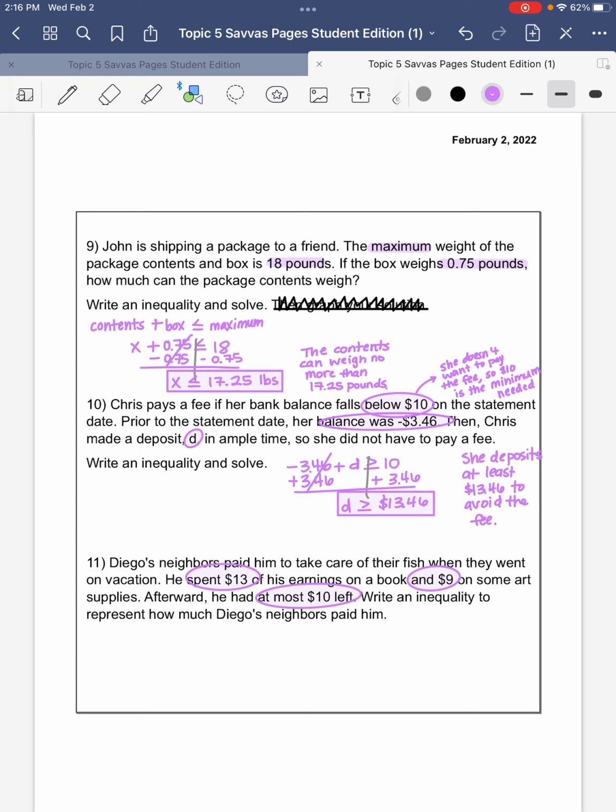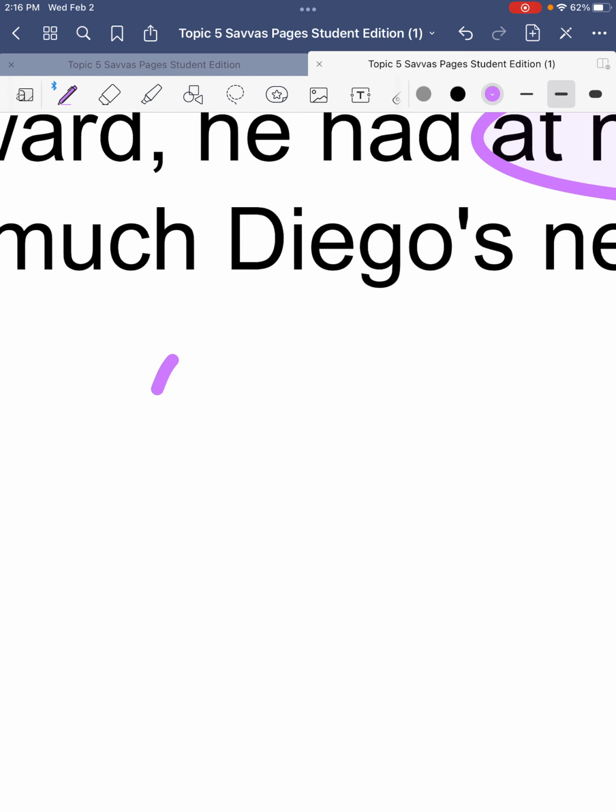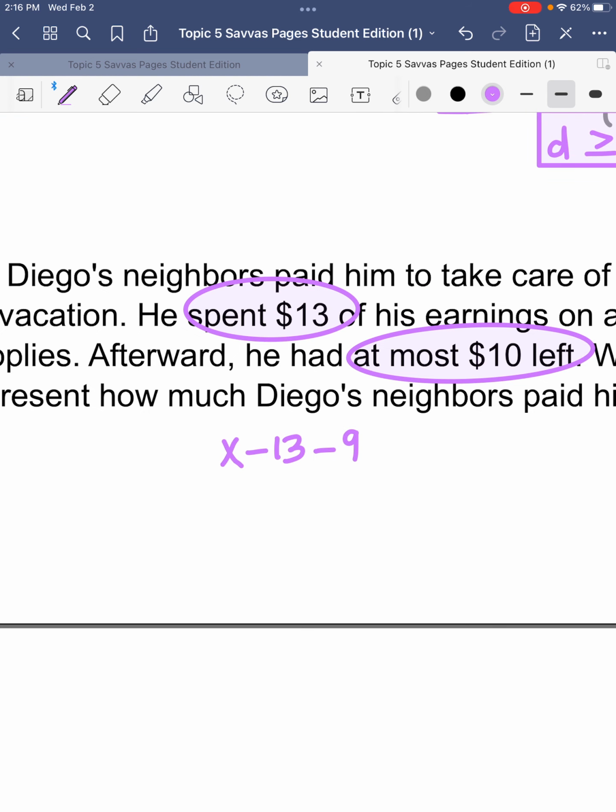Okay, so let's think about this. They paid him a certain amount. We don't know how much that was. Let's say it was X. He spent $13. So how do I represent that he spent $13? Well, I'm going to subtract 13. He also spent $9. How do I represent that? I'm going to subtract 9. And then that he had at most $10 left. At most is a key word.